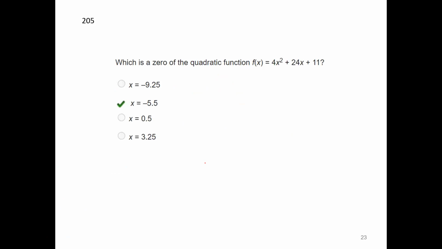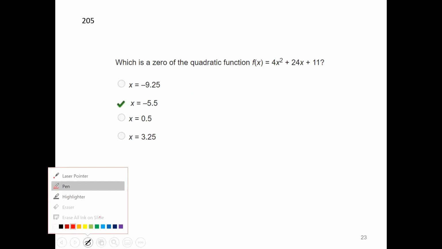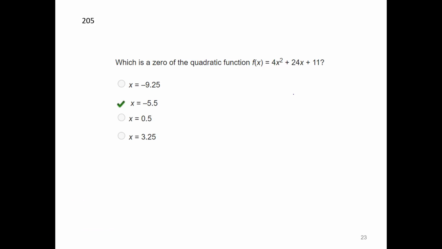Okay, last one. Taking a look at this part right here, which one is going to be a 0? You're going to use quadratic. We don't have enough time. Your answer is B as in boy.